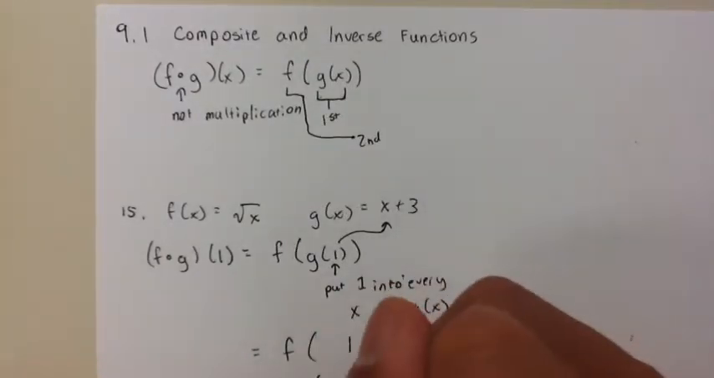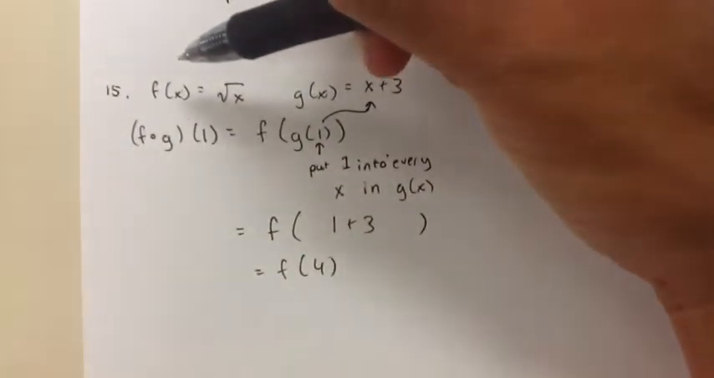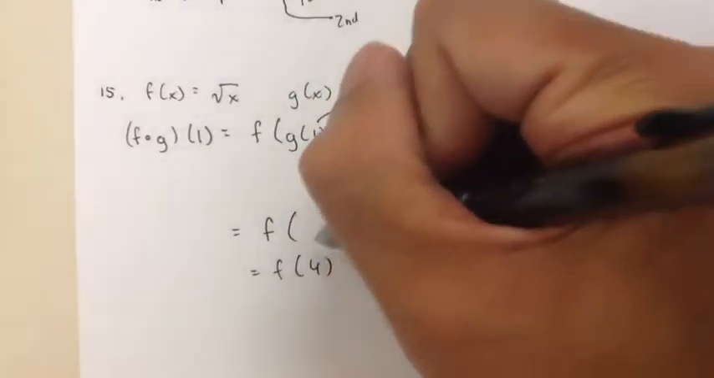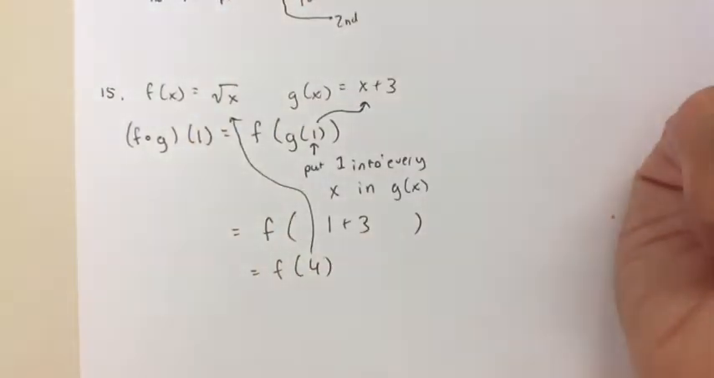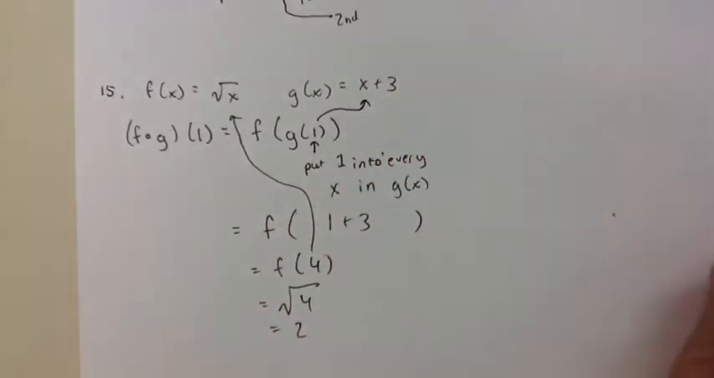Now we do part 2. You're plugging 4 in for f of x. Remember that f of x equals square root of x. So that means f of 4, or 4 goes in for every x. So this is the square root of 4. So your answer is 2 for this.